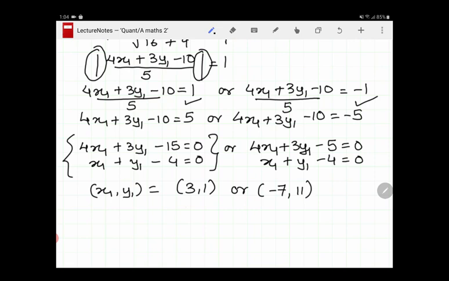So we have two possible values, because as you can see, if a line is there and a point is at a distance of 1, it is possible that this point may be on either side. So there can be 2 points which are at a distance of 1 unit. So we get two possible answers to this particular question.